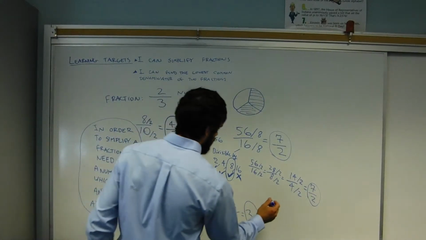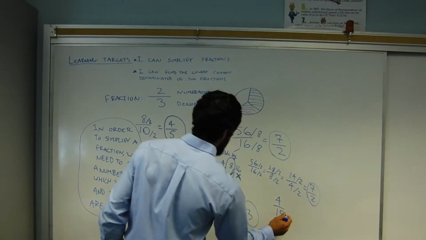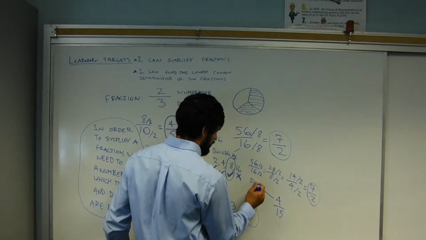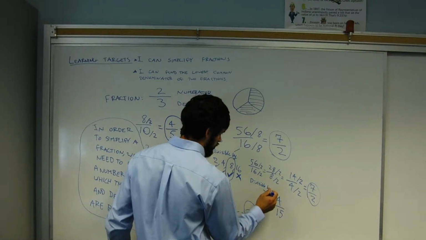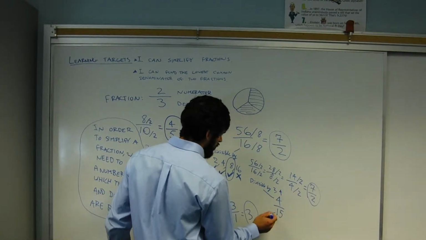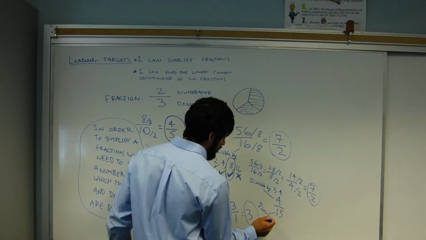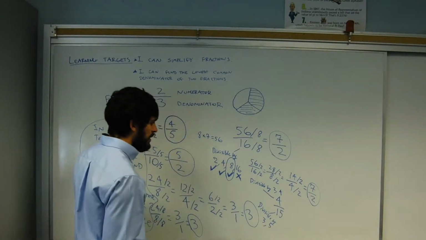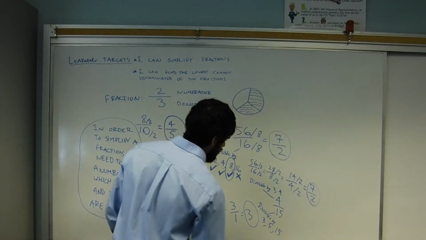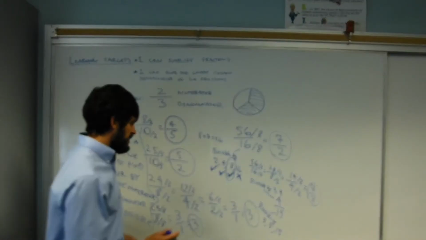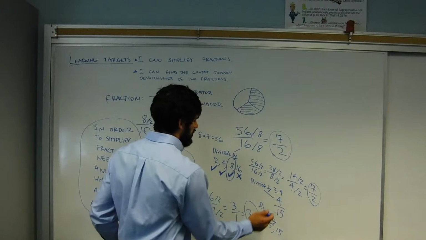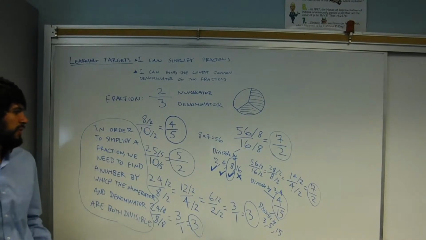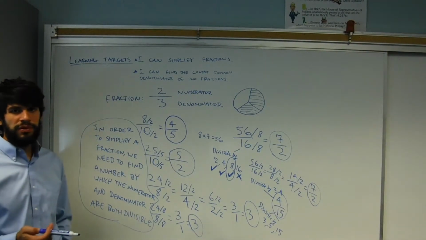For example, if we have 4 over 15, the number 4 is divisible by 2 and 4. The number 15 is divisible by 3 and 5, and itself, obviously, 15. But since it doesn't have any of these numbers in common, this is our simplified form, and it can't be simplified anymore. So that's simplifying fractions.